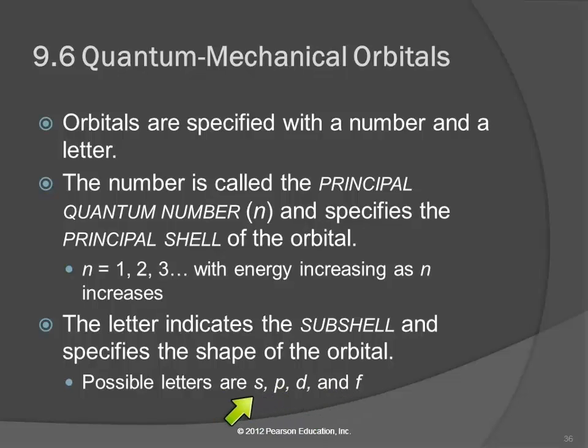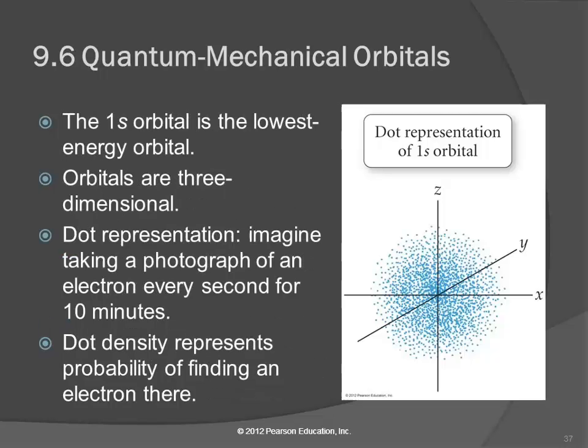You may wonder, why did they choose those? I can never remember what S is, and I can't even remember to look up what S is. But P stood for principal, and D stood for diffuse, and F stood for fine, and these related to descriptions of the emission spectrum of an atom. And so the letters are not random, they did come from somewhere, just in case you were wondering.